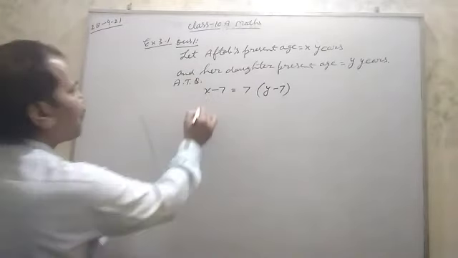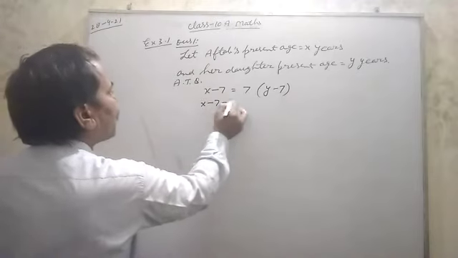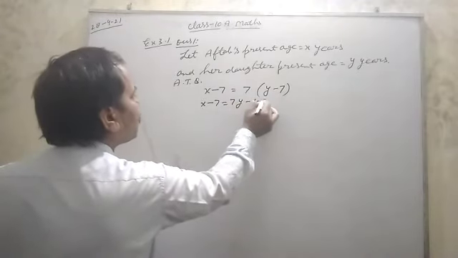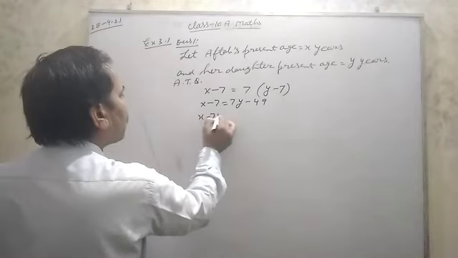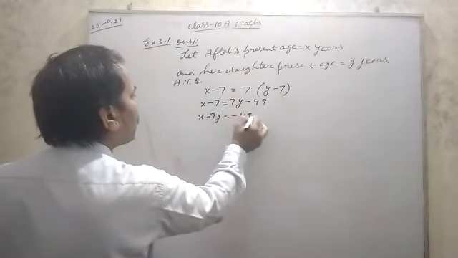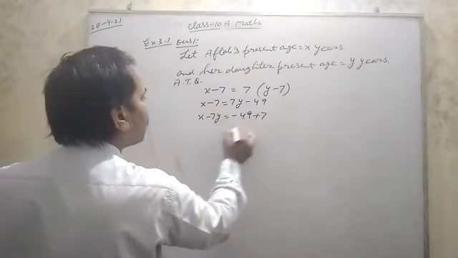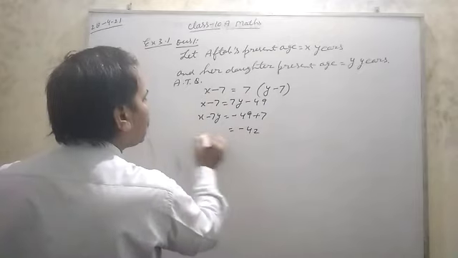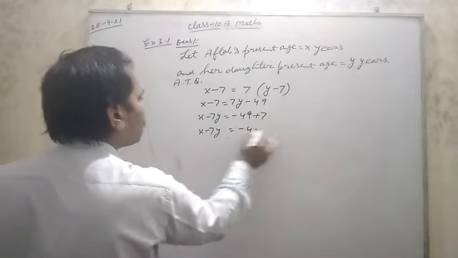Okay, let's simplify it. So x minus 7y is equal to minus 49 plus 7, is equal to minus 42. This is equation 1.